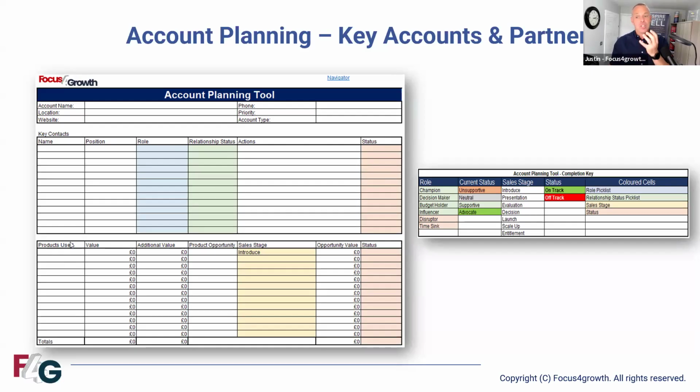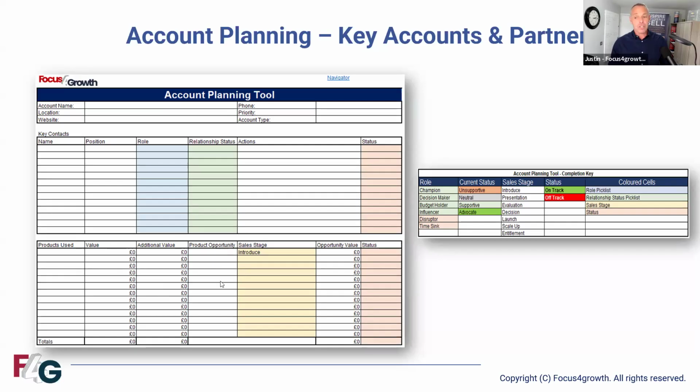Then you've got products used today and the value, and you've got additional value that could be used by that product. So let's say you've got someone using, I don't know, £10,000 a year, but they're spending about 20 or 30, then the additional value is that uplift that you could get from pursuing that product within that customer.